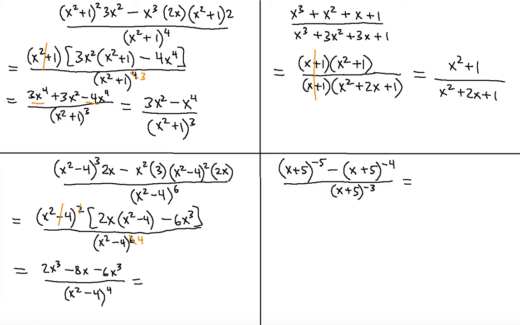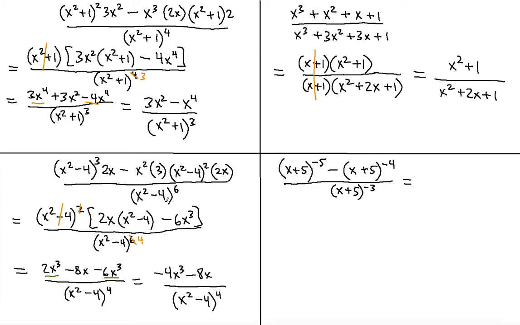So now like terms, these are like terms because they have the same power of x. So 2x to the third minus 6x to the third is negative 4x to the third minus 8x divided by x squared minus 4 raised to the 4th power. Right, so this is the final answer. This is the reduced form, the reduced simplified fraction of the given one.